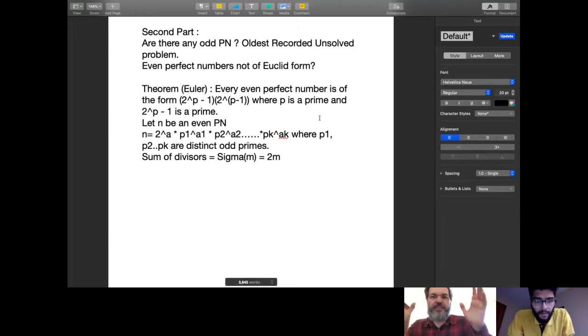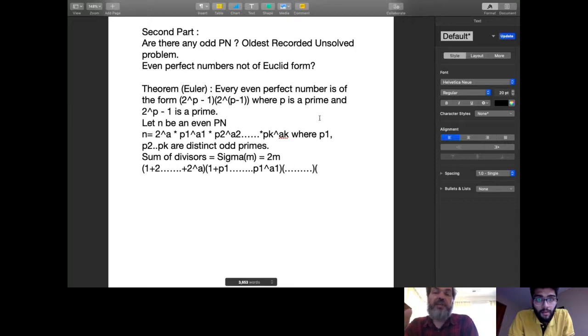Start. Open parenthesis is 1 plus 2 plus dot dot dot plus 2 to the a. Close this parenthesis. Times 1 plus p1 plus dot dot dot plus p1 to the a1, right? And then dot dot dot other factors.